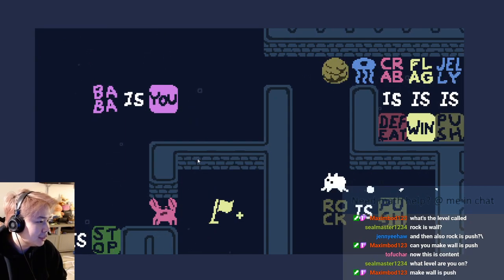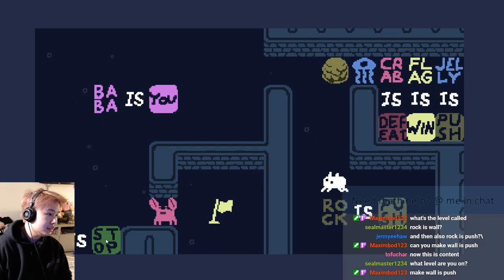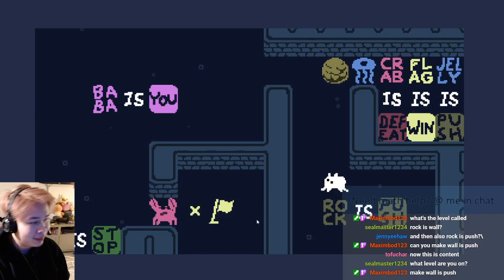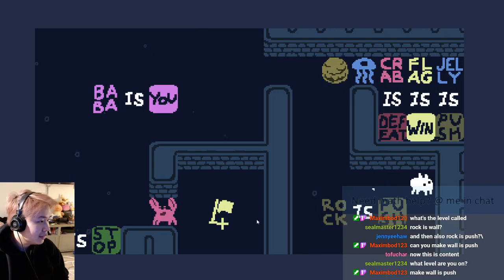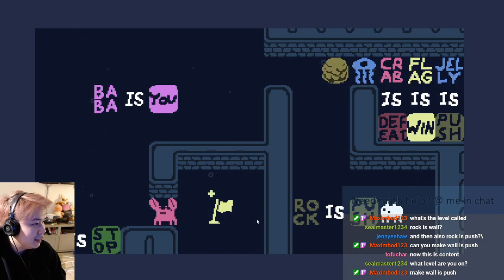Make wall as push. You can't. You guys can't see it, but wall is stuck in this corner right here. So there's no way to actually make the sentence wall as push. You can make push as wall, but that doesn't make any sense. This is content though? Kind of. It's gaming content. I've been stuck on this level for like 10 minutes though. 15 minutes at this point.